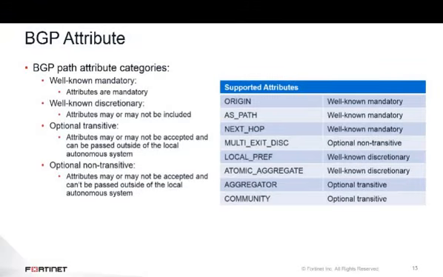There are 4 types of BGP attributes: well-known mandatory, well-known discretionary, optional transitive, which can be passed from one AS to another, and optional non-transitive, which can't be passed from one AS to another. This slide shows a list of the BGP attributes and their attribute types that are supported by FortiGate.